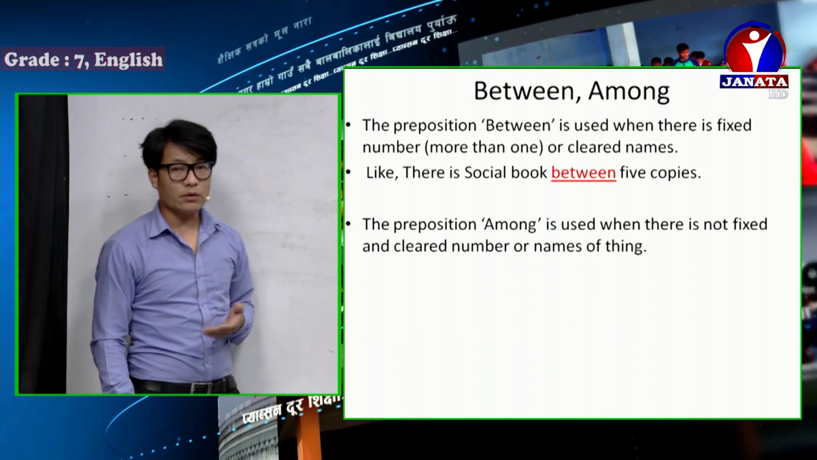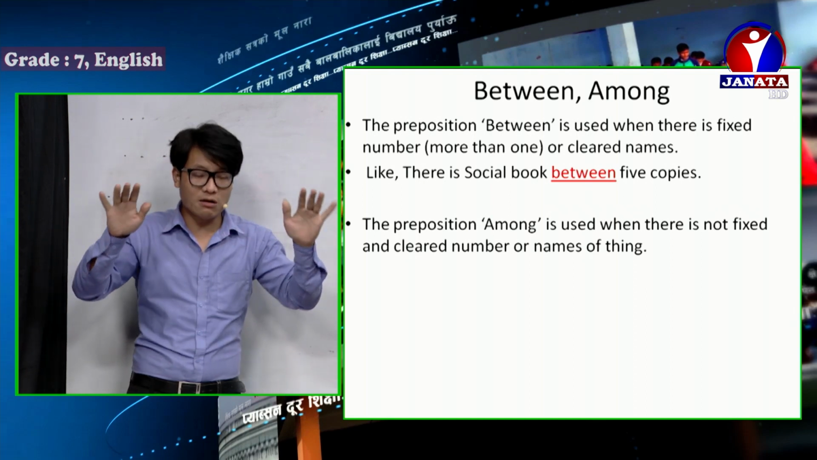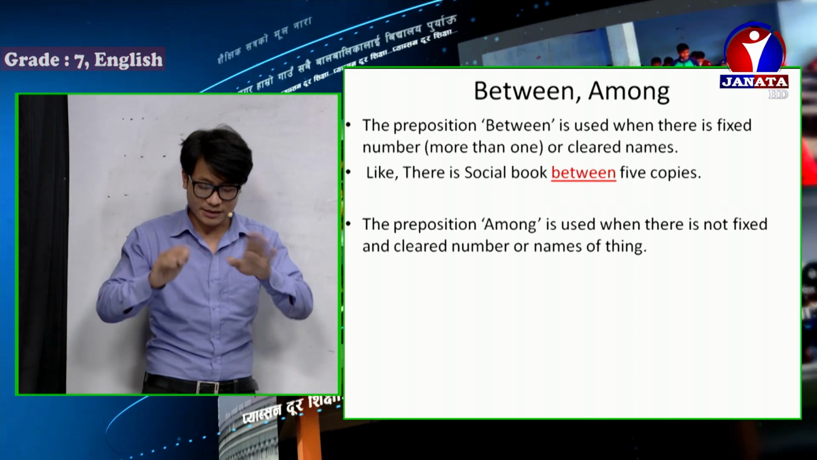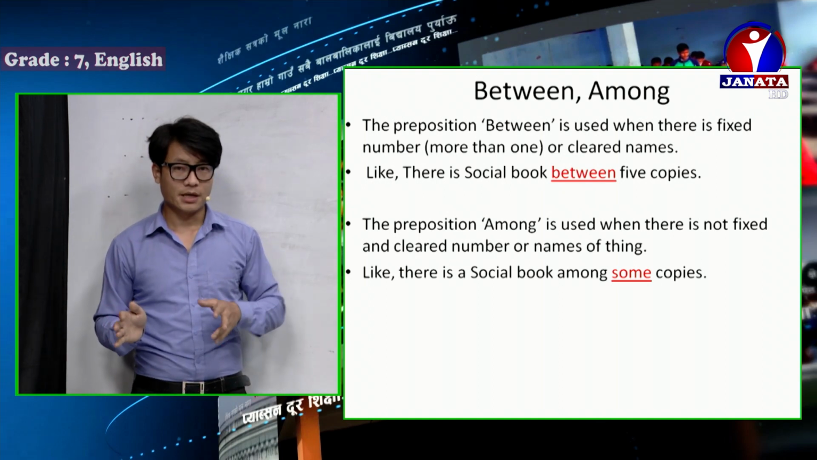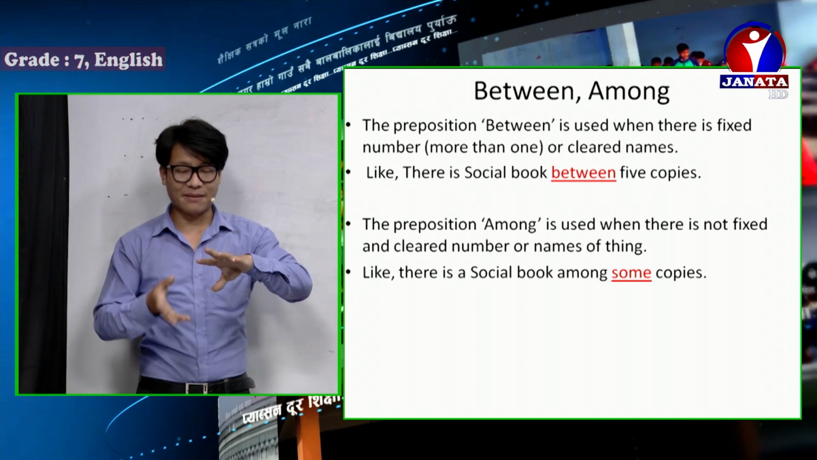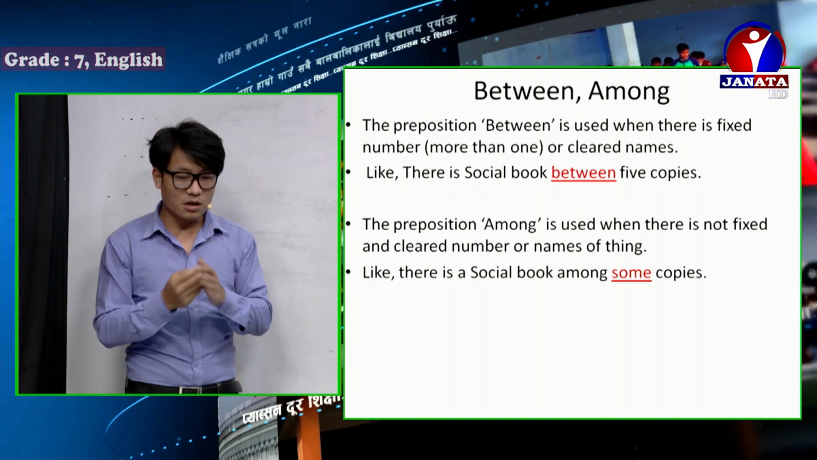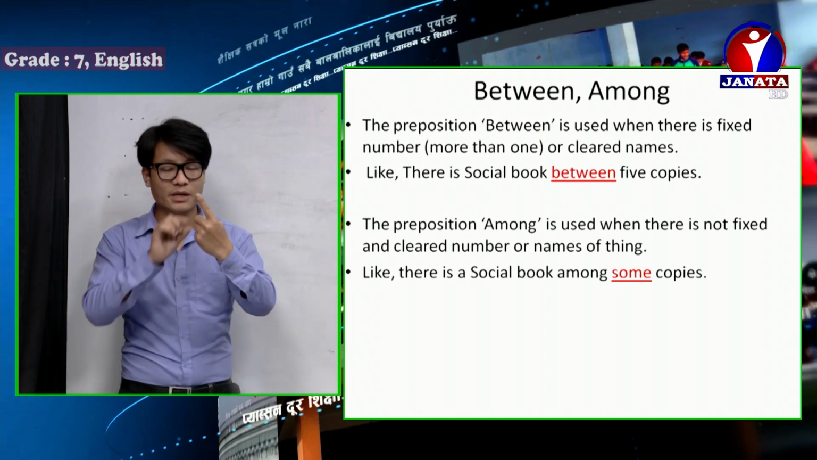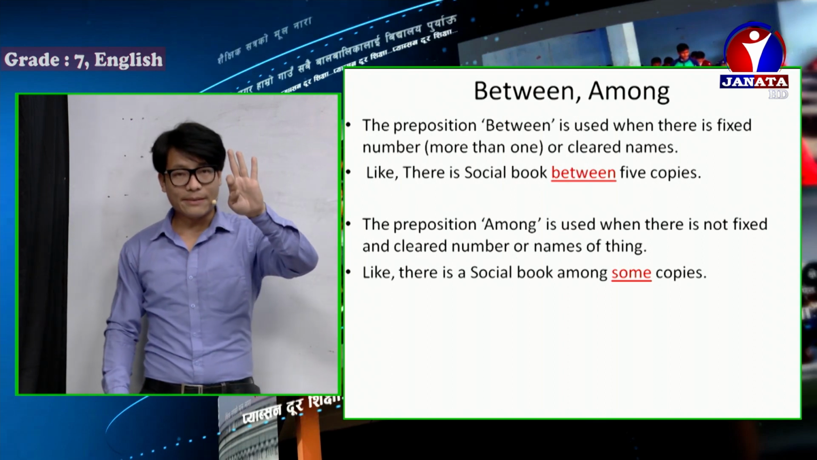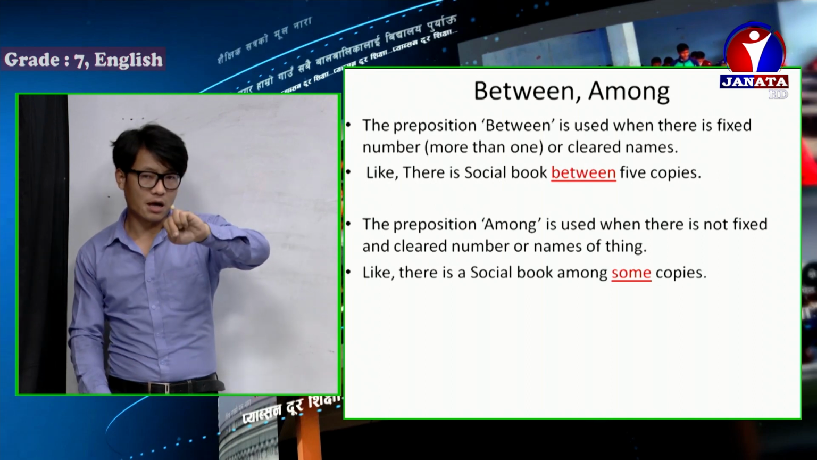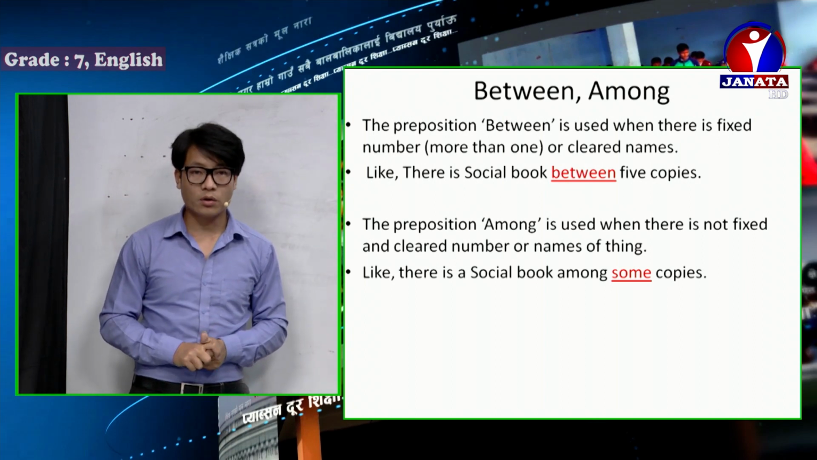Okay? Now what happens when there is no fixed number and no fixed name? The preposition among is used when there are no fixed and clear numbers or names of things. For example, there is a social book among some copies, because some is not a fixed number. Some can be anything, like 2 also, 3 also, 5, not an exact number. So here are some words which do not show the exact number, like some, several, many, a lot of, a few. These words do not show a fixed number. So in such a case, we use the preposition among.